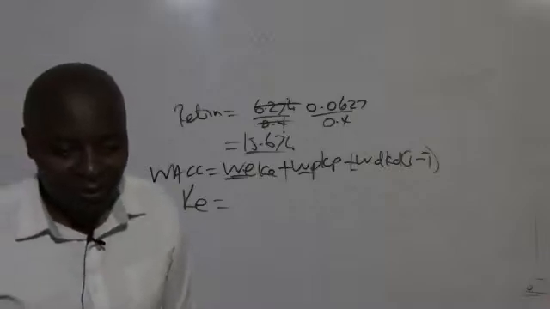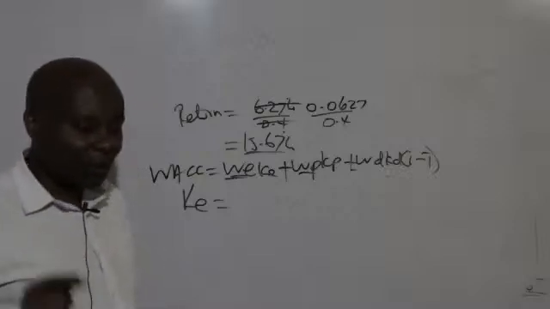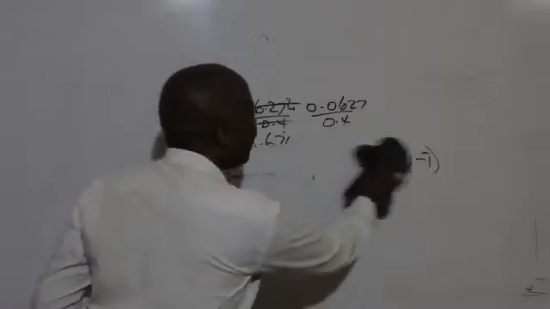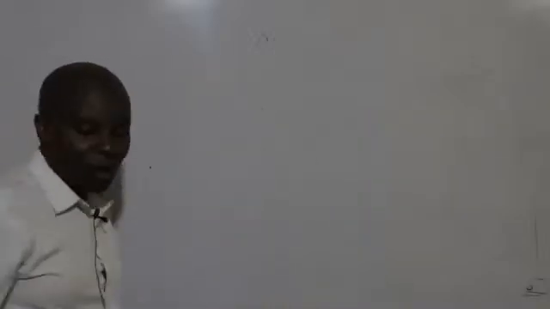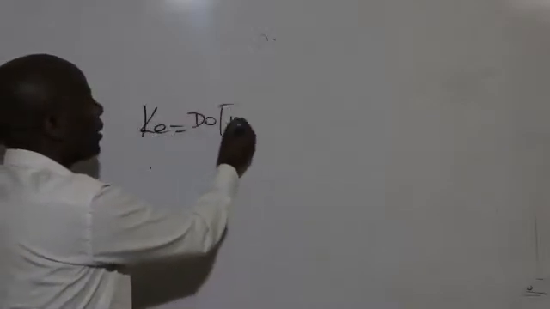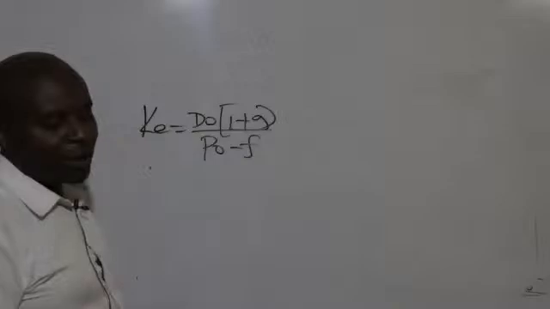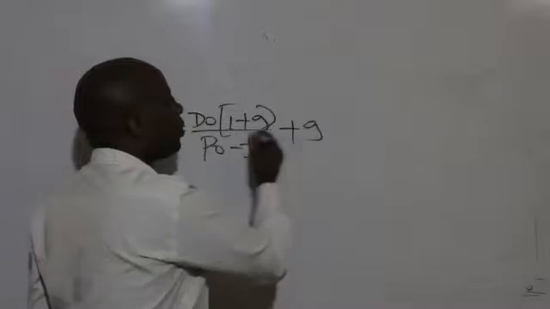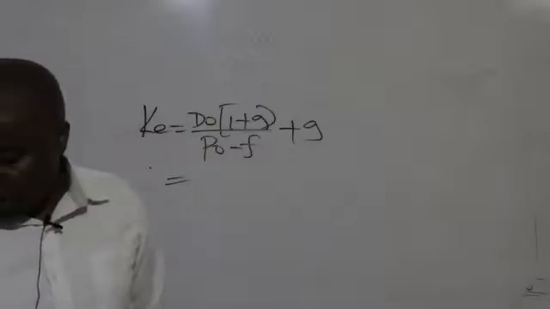Okay. So cost of equity, we are getting cost of equity. Cost of equity is not a problem, so long as I remember my formula. Then my cost of equity will be equal to D0 into 1 plus G, all over P0, minus the retention cost plus the growth rate. So please go ahead and substitute for us, give us the cost of equity.